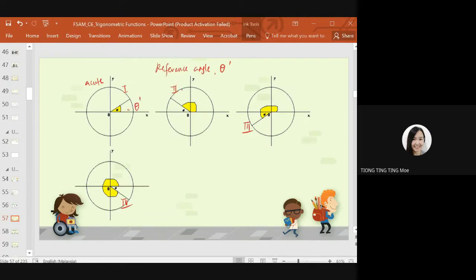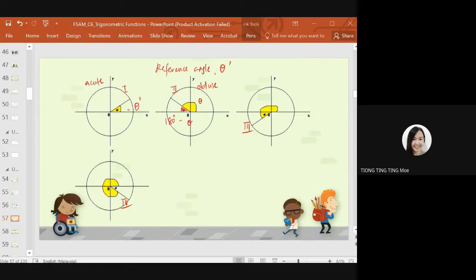Then the second one, this is what? This is an obtuse angle. We have to change it. We want this one. So we want this one. This is 180 minus this one. Okay, minus this one, the reference angle.